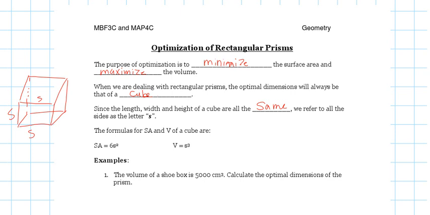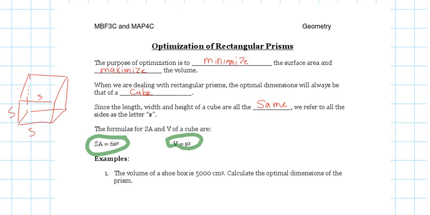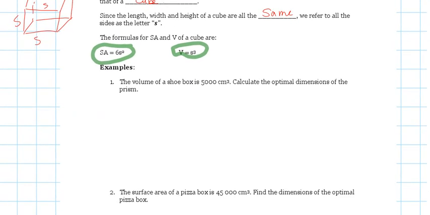Now, for the volume of a cube, volume is length times width times height, which is going to be S cubed. So these are the formulas that we will be using to optimize when it comes to a rectangular prism. We're not going to use the one in your formula sheet. How do you know that you're optimizing? It's going to say calculate the optimal, or calculate the maximum, or calculate the minimum.